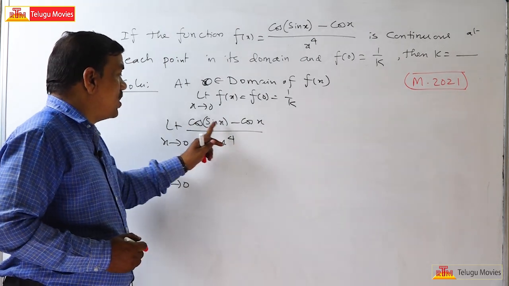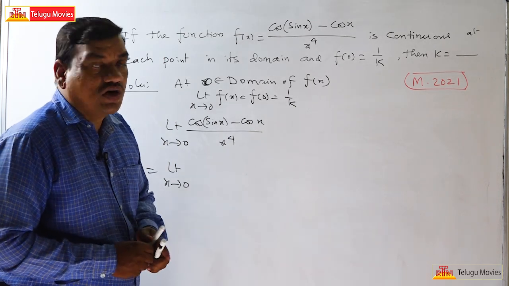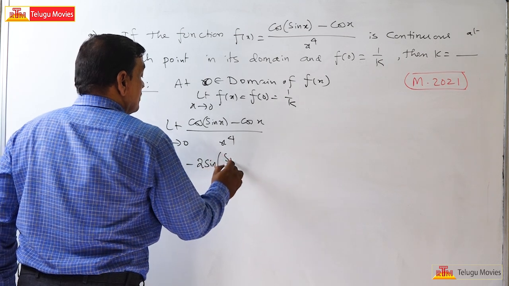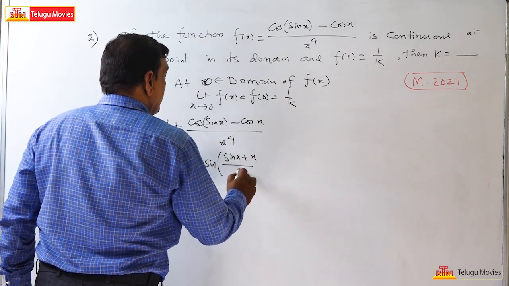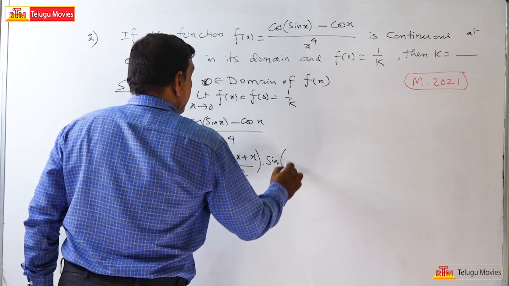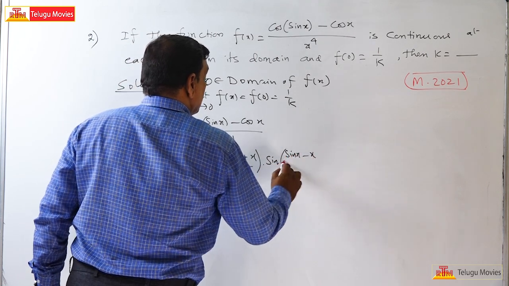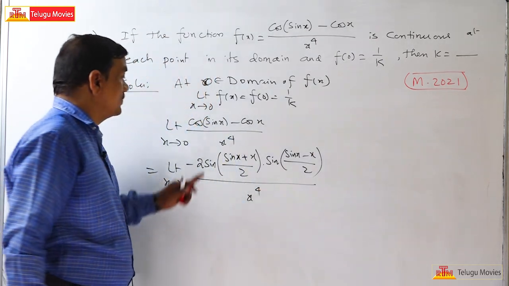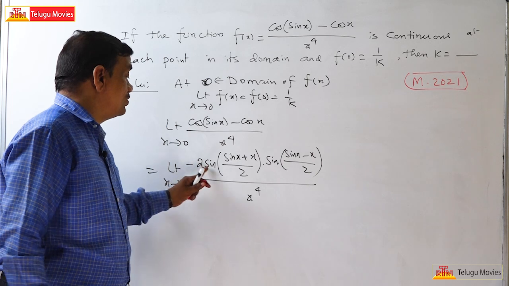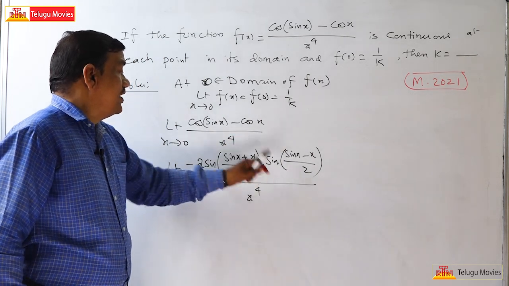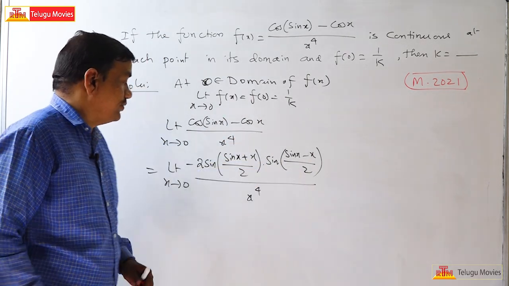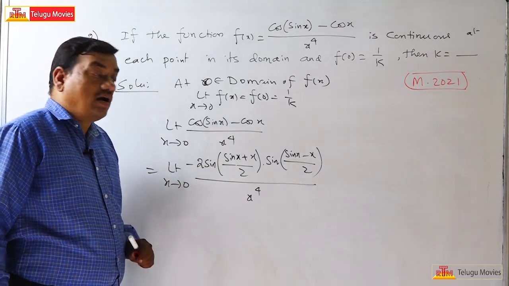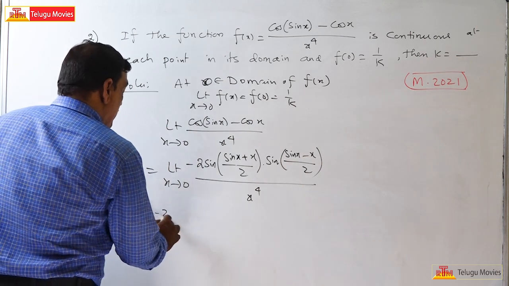So let us see cos c minus cos d. So what is the cos c minus cos d formula? Minus 2 sin of (c plus d) by 2 into sin of (c minus d) by 2, whole divided by x to the power of 4. Okay, sin theta by theta, so like that we will do that. So this is equal to minus 2, constant.